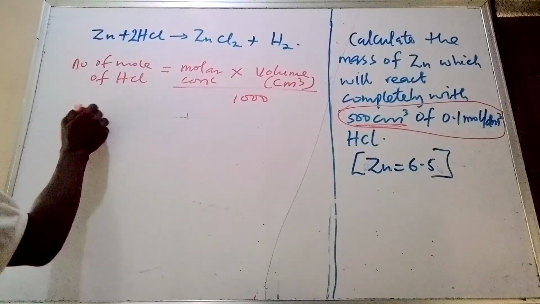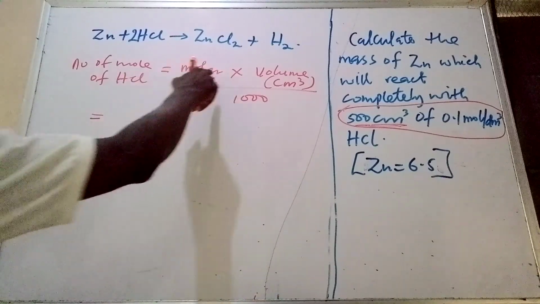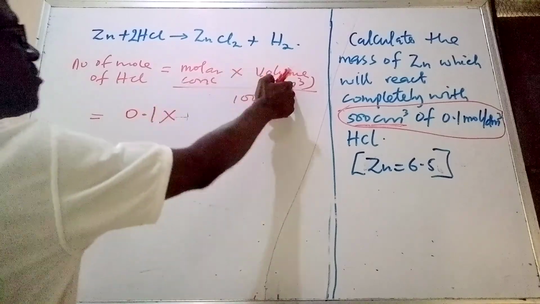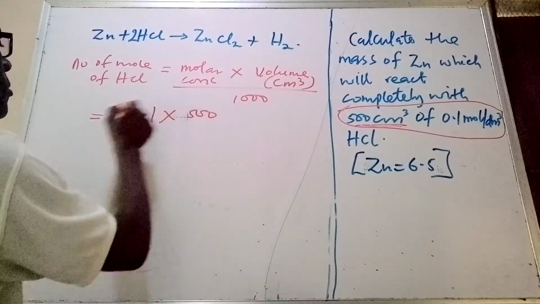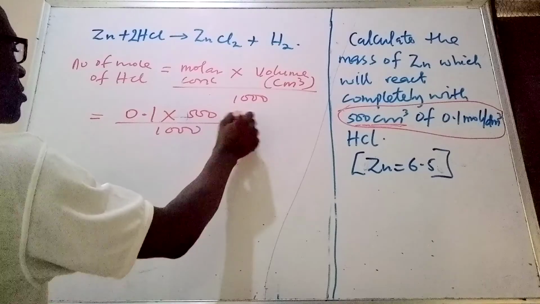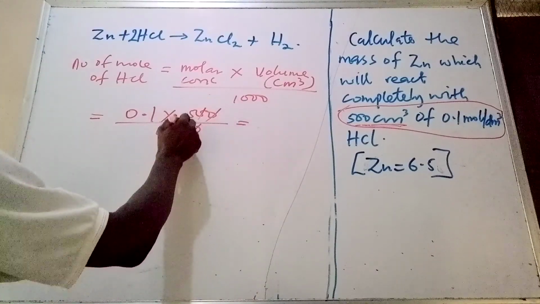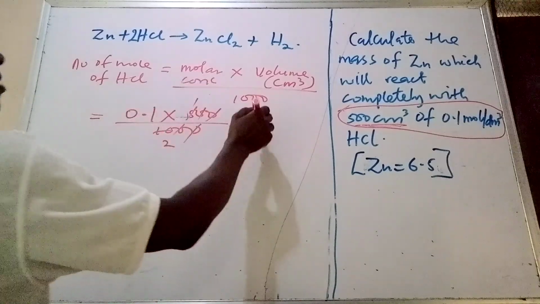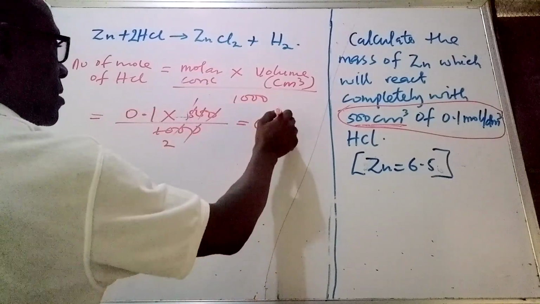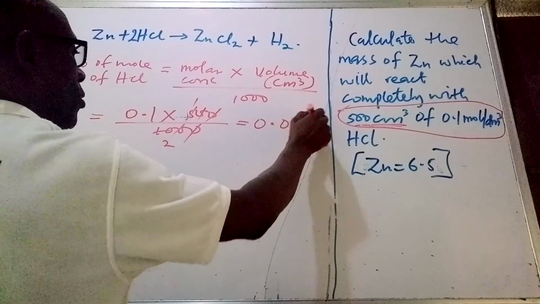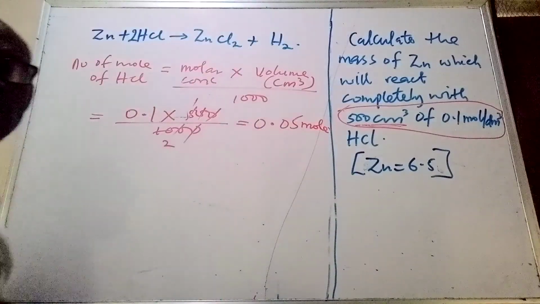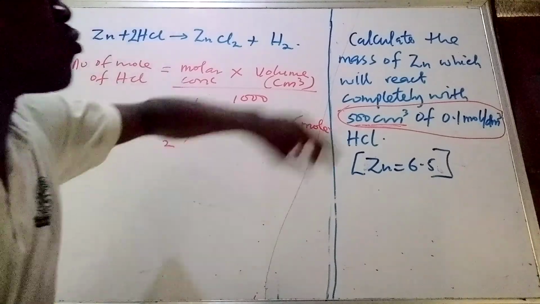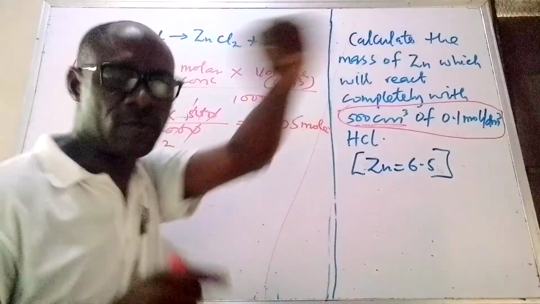Alright, that means with this I can find the number of mole. Molar concentration is 0.1. Volume given is 500 over 1000. So that will be 0.05 mole. So I've been able to get 0.05 mole of what? HCl that will produce the mass of zinc we are looking for.